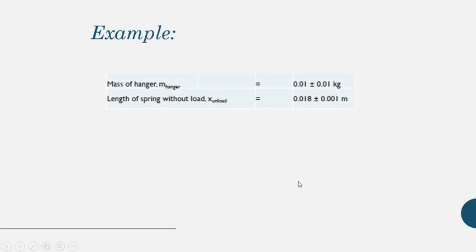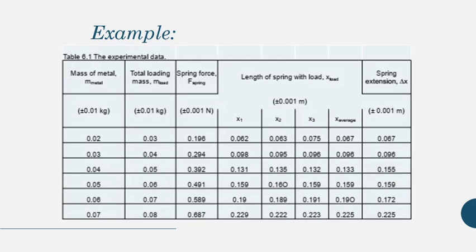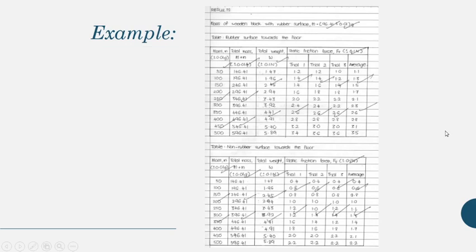So here I have an example of data that is written in a list, an example of data that is written in a table, and other examples.